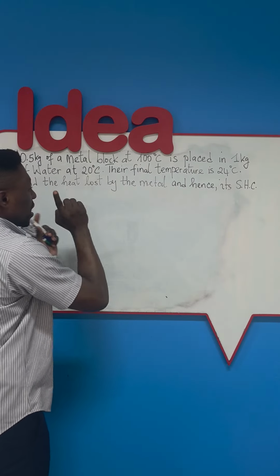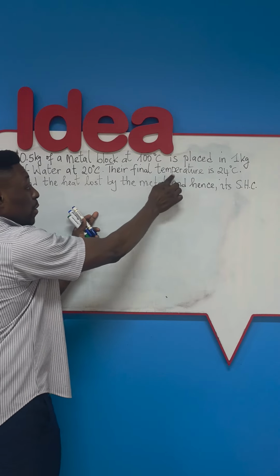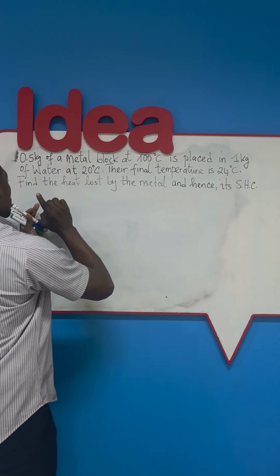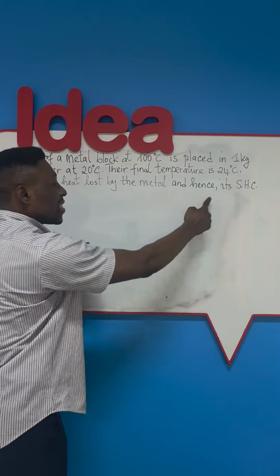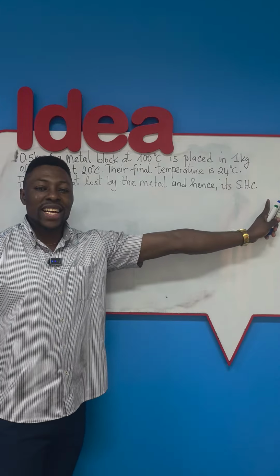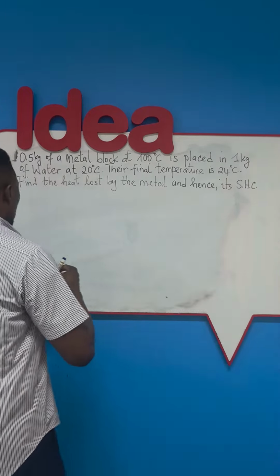water at 20 degrees Celsius. Their final temperature is 24 degrees Celsius. Find the heat lost by the metal and hence its specific heat capacity. Follow me, dear friends. Solution.